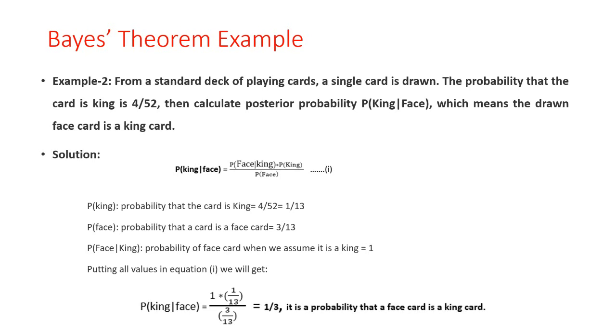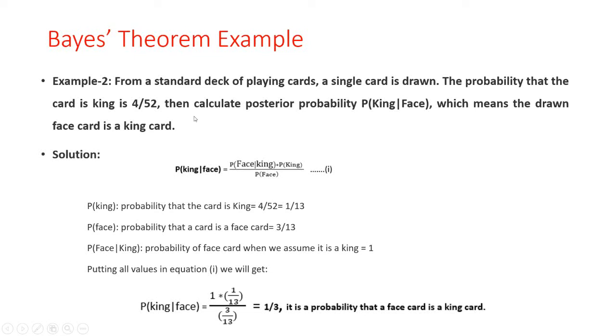So another example is a question from a standard deck of playing cards. A single card is drawn. The probability that the card is a king is 4 divided by 52. Then calculate the posterior probability P of king given face, which means the drawn face card is a king. So we have to find out P of king given face, and the formula is probability of face given king into the probability of king divided by probability of face. Okay, so this is the equation.